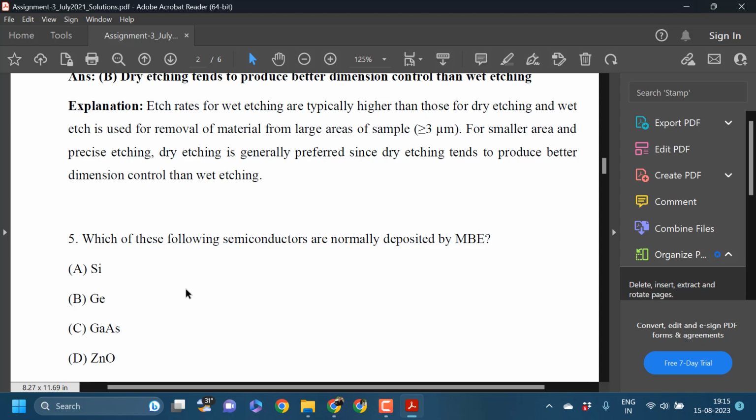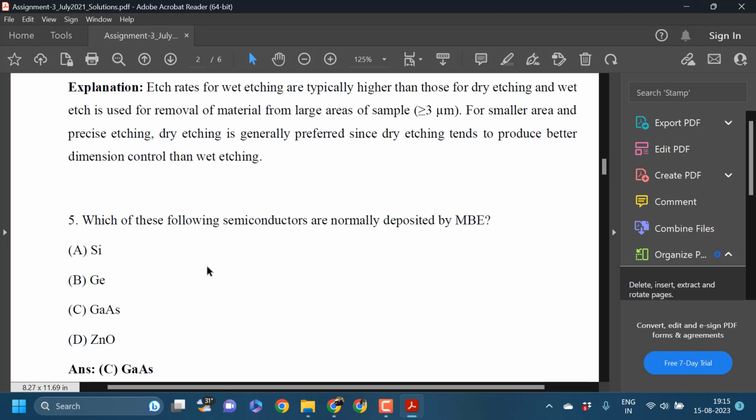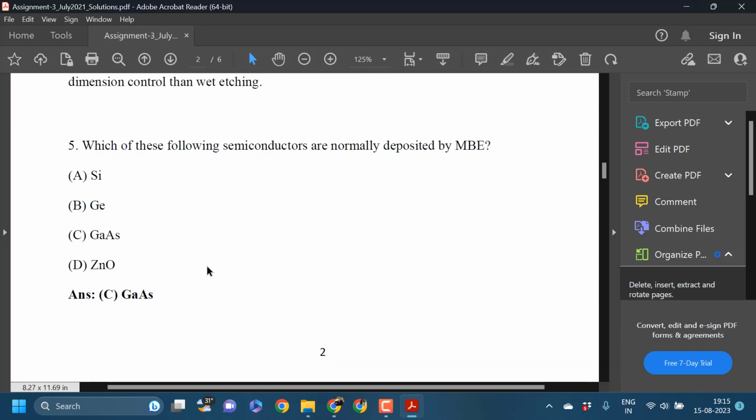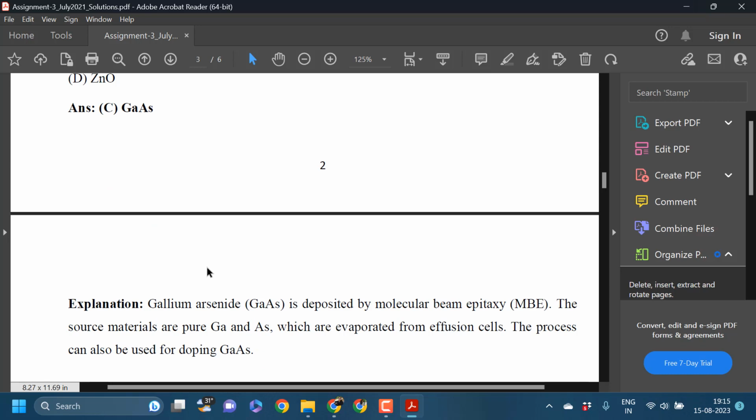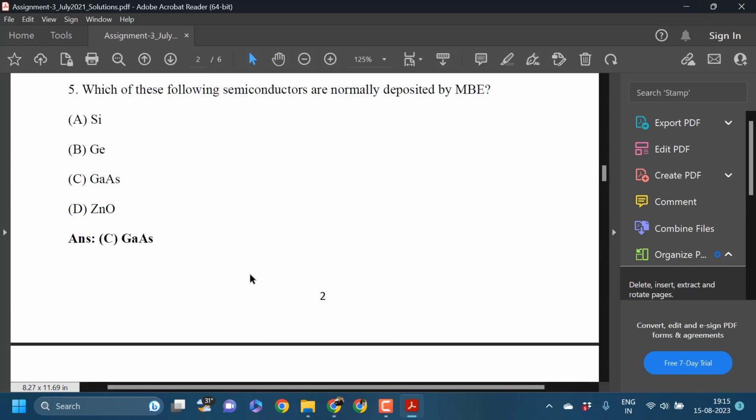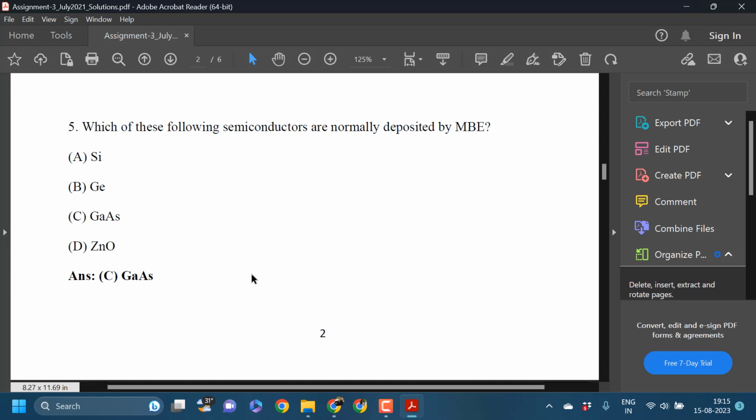Yeah. And the reason? Okay. So basically, gallium arsenide is deposited by molecular beam epitaxy. The source materials are pure Ga and As, which are evaporated from the effusion cells. So can everybody take a few moments to find out why gallium arsenide is usually deposited by molecular beam epitaxy? You can either go through your notes, or you can use other sources like Google and find out why usually MBE is done using gallium arsenide.